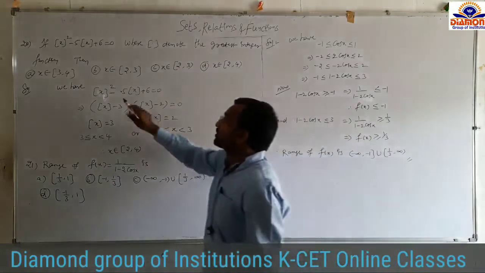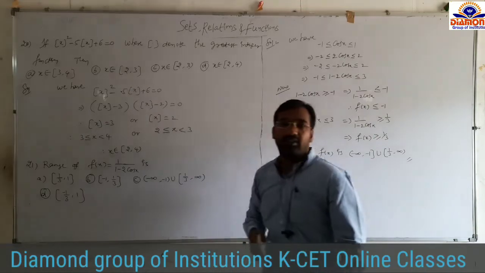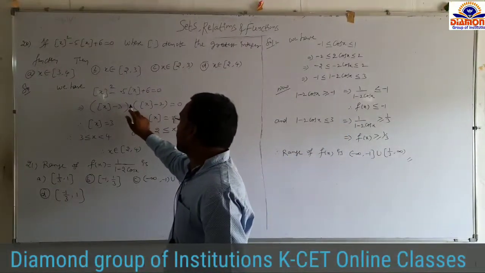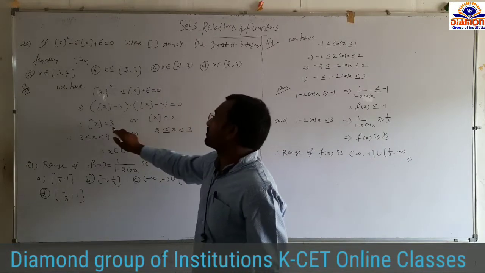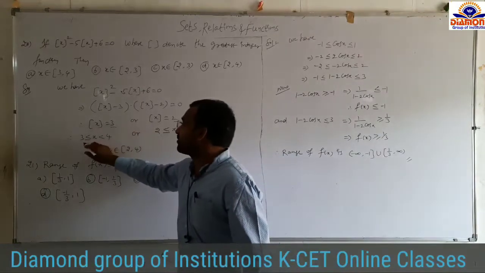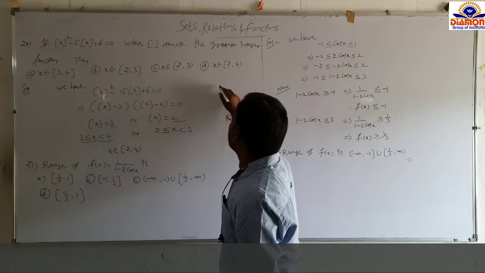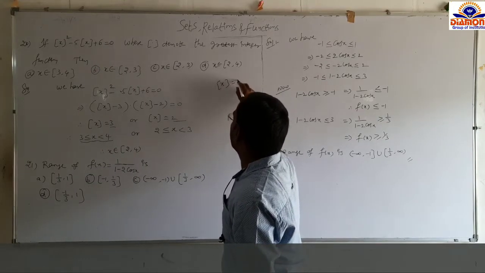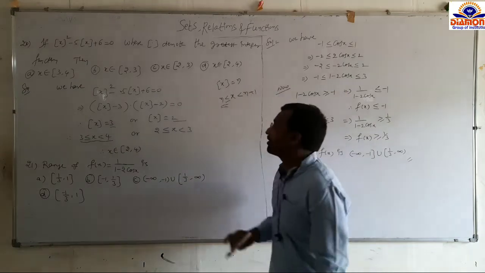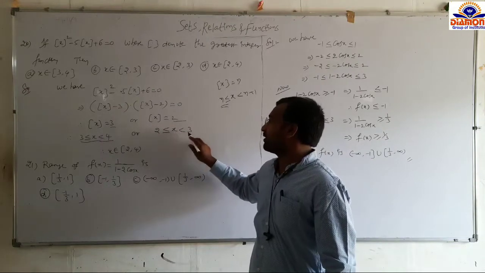We have [x] whole square minus 5 into [x] plus 6 equal to 0. 6 can be written as 2 into 3. So 2 plus 3 is 5, 2 into 3 is 6. So factorization, [x] minus 3 into [x] minus 2 equal to 0. So [x] equal to 3 or [x] equal to 2. [x] equal to 3 means you get 3 less than or equal to x less than 4, because [x] value is always equal to n if n is less than or equal to x less than n plus 1, take least value only. So here [x] equal to 2 means 2 less than or equal to x less than 3.